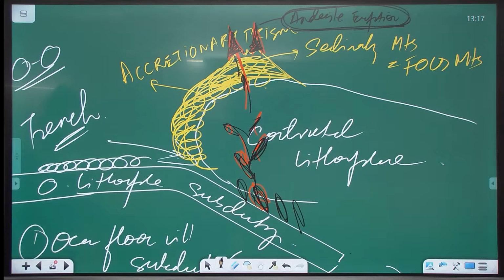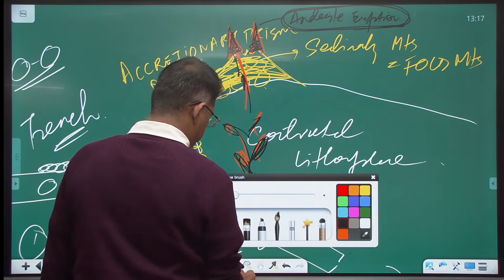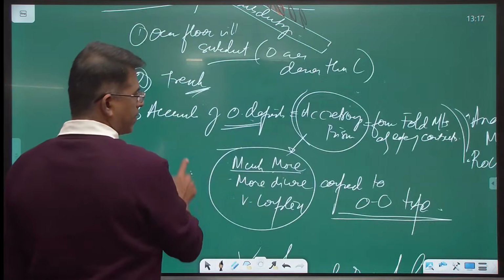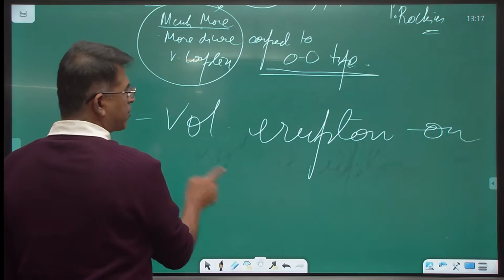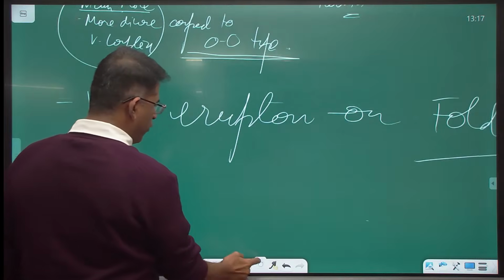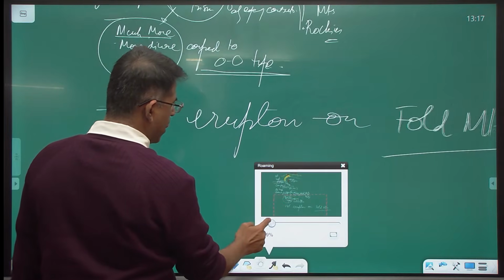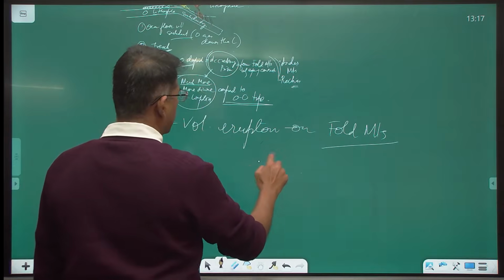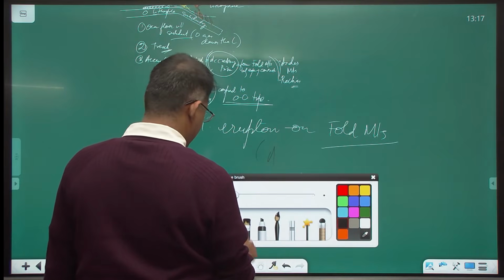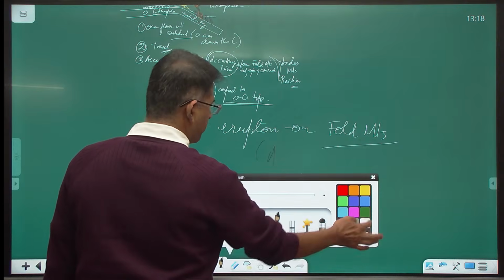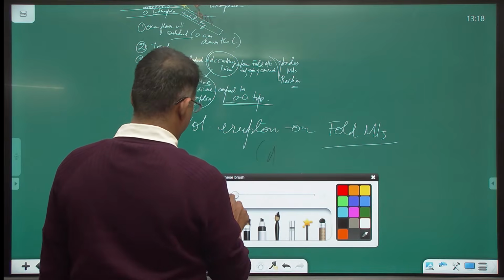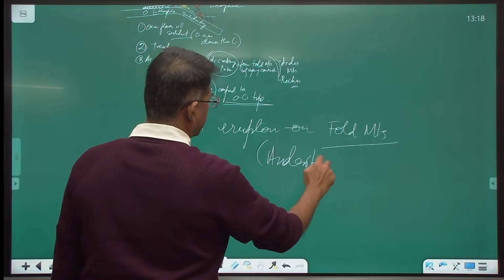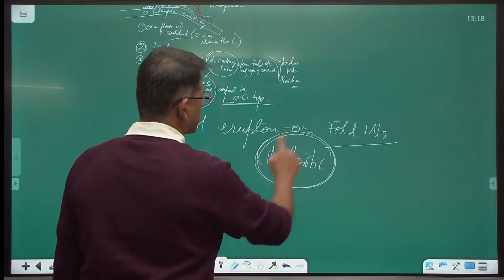So add this to your notes. Volcanic eruptions on the fold mountains, and these eruptions are andesitic. These are andesitic eruptions.